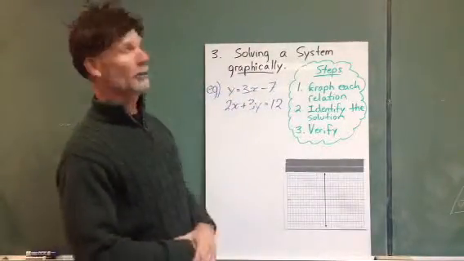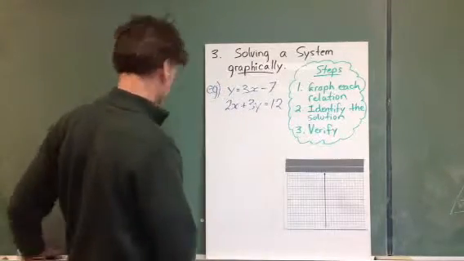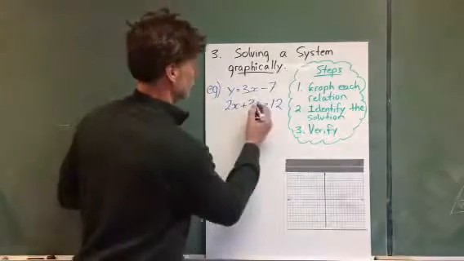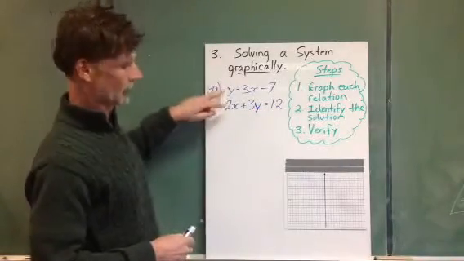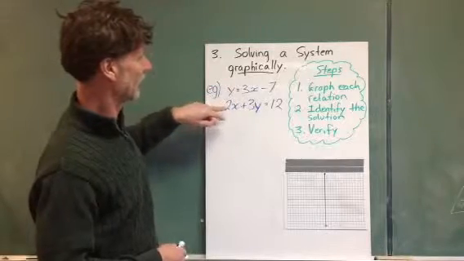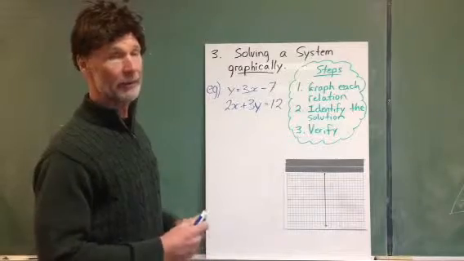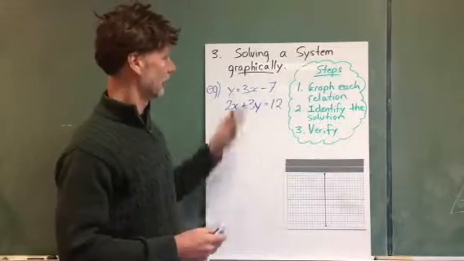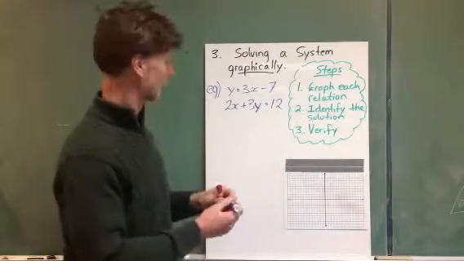Okay, so solving a system graphically. Here's an example. This is the same one that I had up here a second ago. This is slope y-intercept form and standard form. So we're going to graph those on here and try and determine the solution to that system. Okay, so here are the steps I'm going to follow. I'm going to graph each relation.